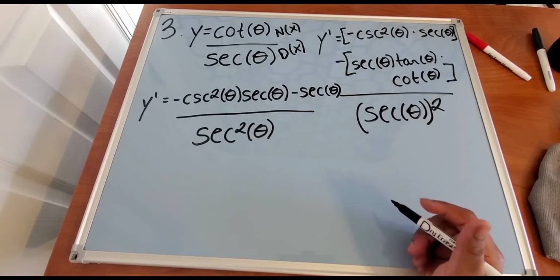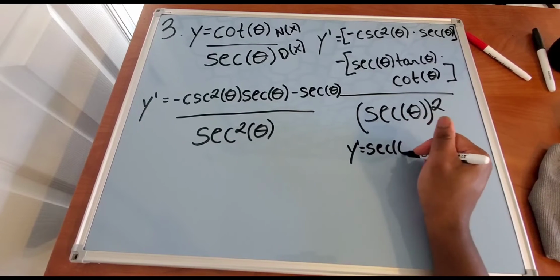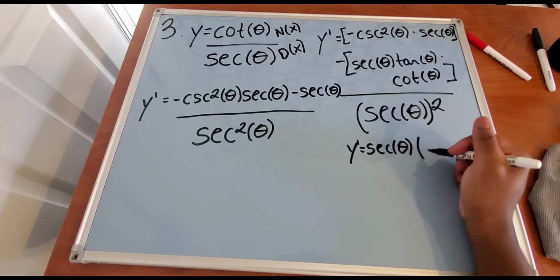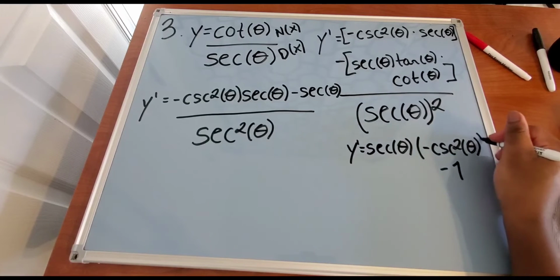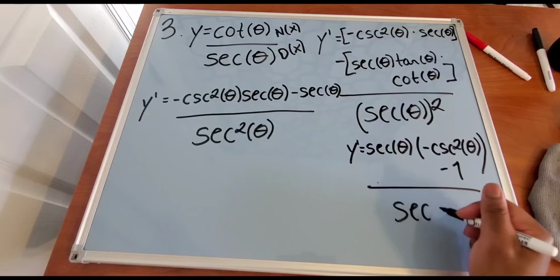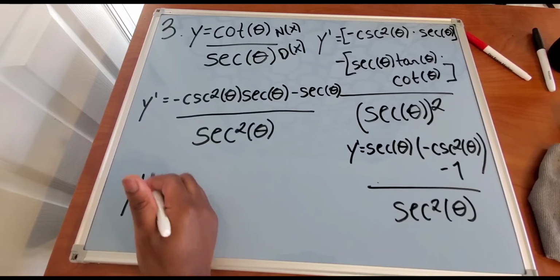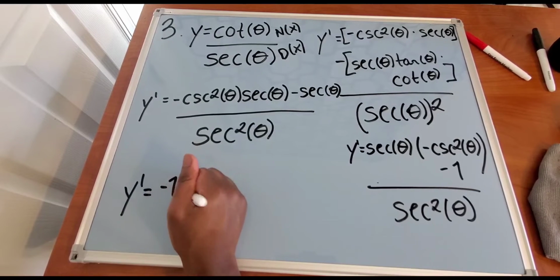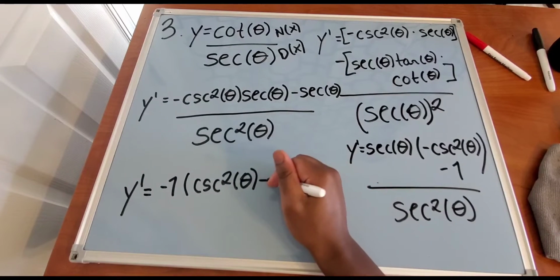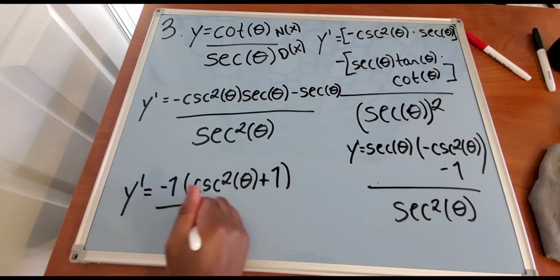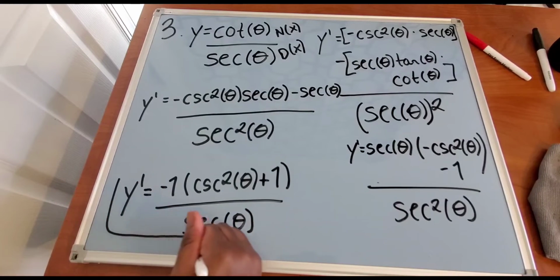So let's go ahead and pull out a secant theta. So we can say y prime is equal to secant theta times negative cosecant squared theta minus 1, all of this over secant squared theta. So we can say our final answer is, one of the secants will go away in the denominator. So we will have negative 1 cosecant squared theta plus 1 over secant theta. And that is our final answer for question 3.